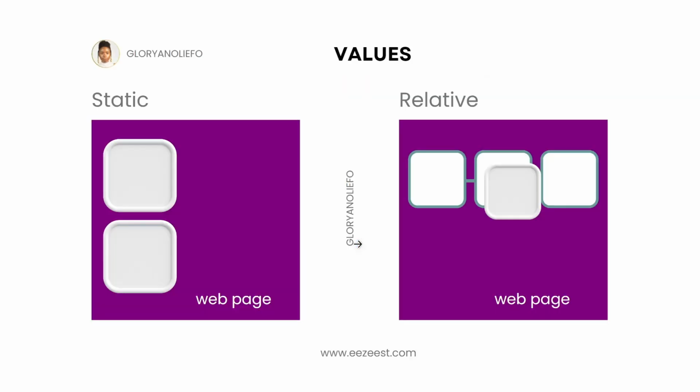In CSS, we use positioning to decide where each layer of our web page should go. So there are different types of positioning. We have static, relative, absolute, fixed, and sticky. So let's break each and every one of them down.